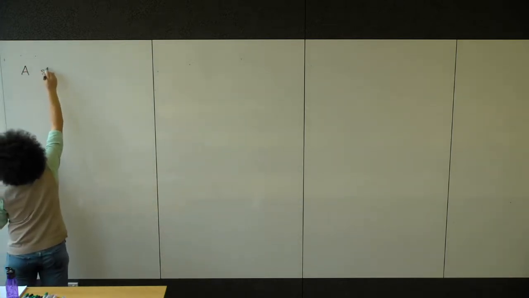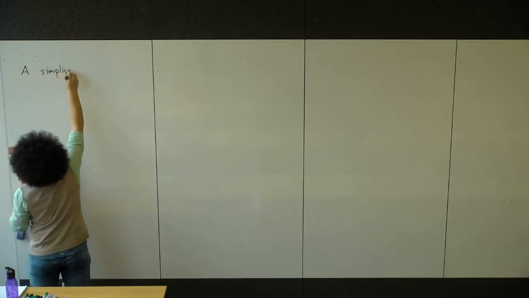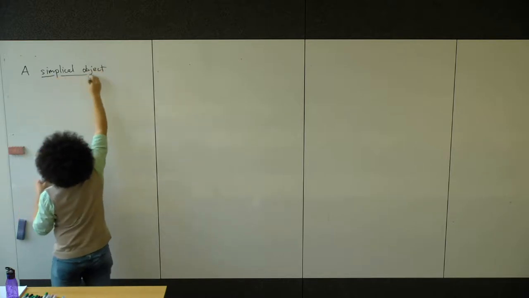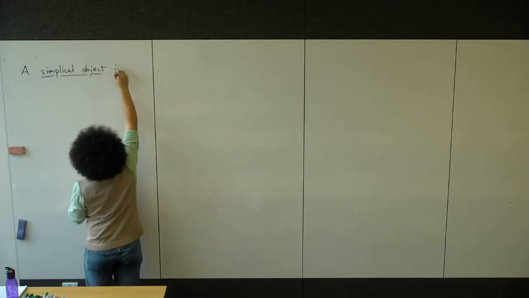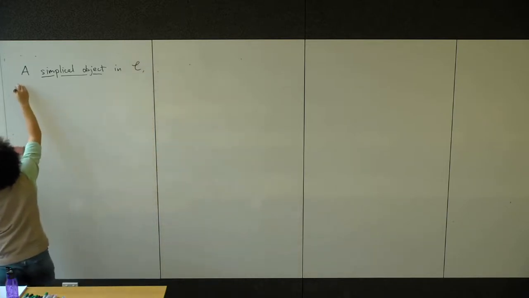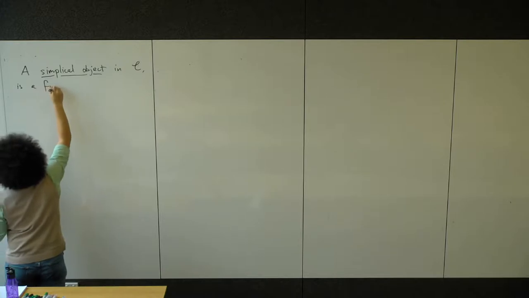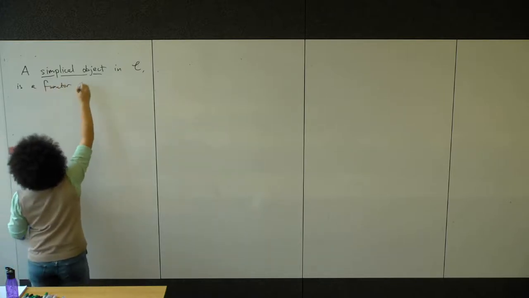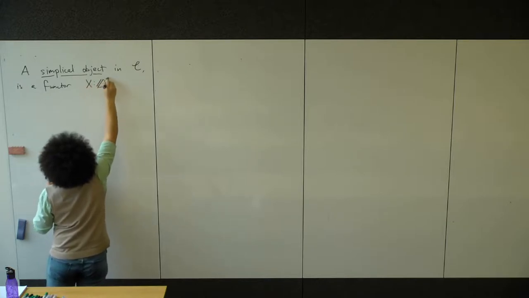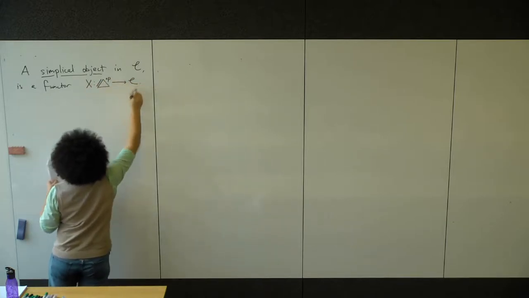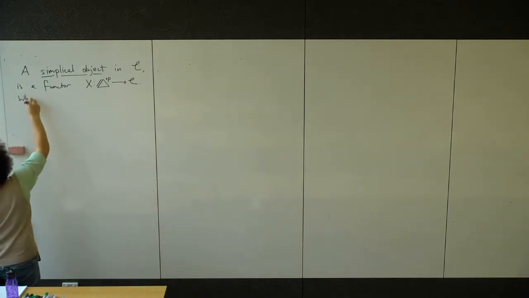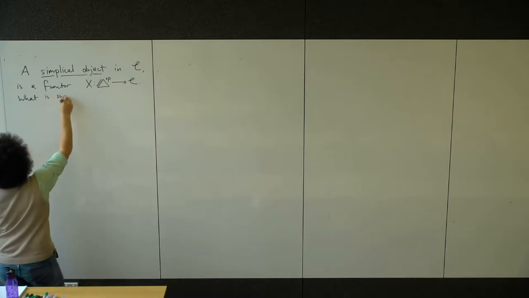A simplicial object in some category C is a functor, say x, from delta op into C. What is such a thing?